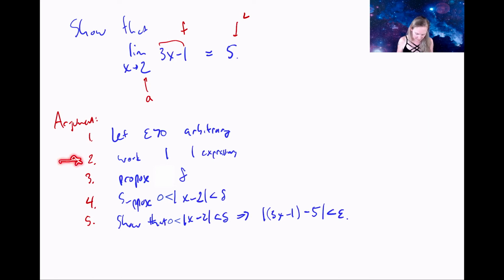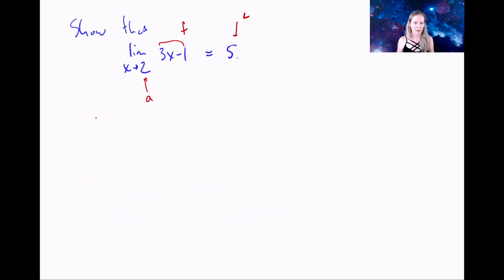We do some work. I'll do an example of that after I'm done with this little bit of dialogue. I'm going to propose a delta as a result of that work. I'm going to suppose then that I have my distance constraint on my inputs, and then show that I get my distance constraint on my outputs. Let's do this now for this particular problem and actually find the delta for an arbitrary epsilon. I start my proof always by writing proof.